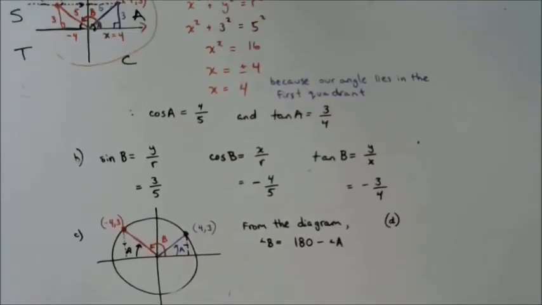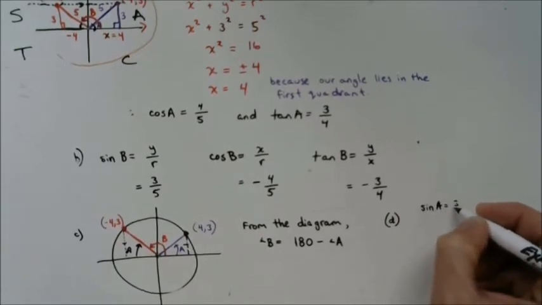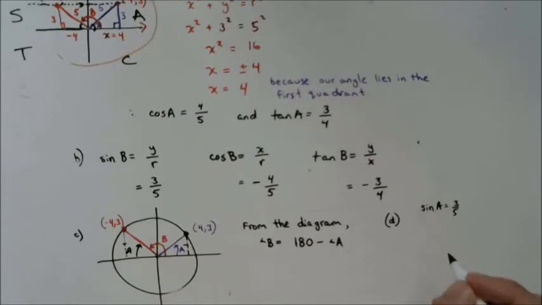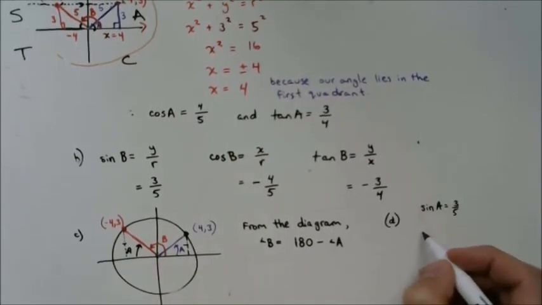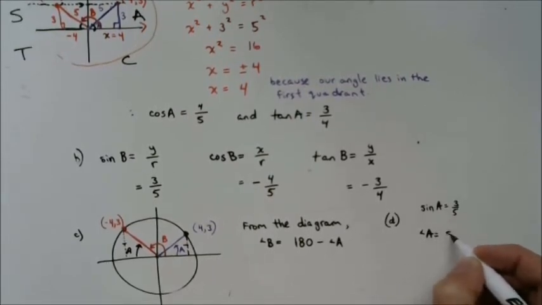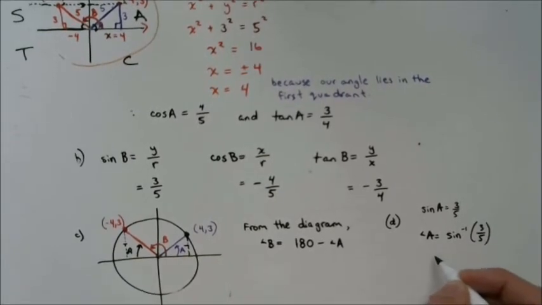D asks us to use a calculator to help you find these two angles to the nearest degree. That's pretty straightforward. We'll show the steps. You're familiar with this, but if we know that the sine of A is 3/5, then we can easily find this first angle by just taking the inverse sine of both sides. So the measure of angle A is the inverse sine of 3/5, and your calculator will punch out a decimal answer, which we'll round to 37 degrees.